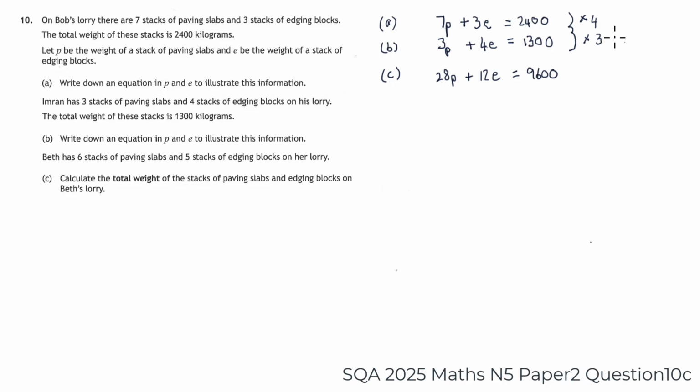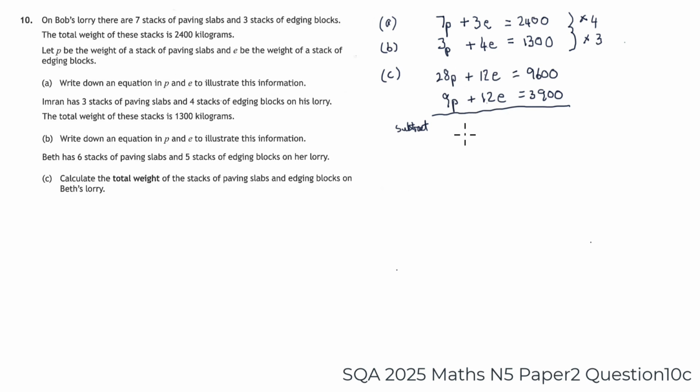And the same for the second equation, but this time multiplying everything by 3. 3 lots of 3P is 9P, and 3 lots of 4E would be 12E. And 3 lots of 1,300 is 3,900. Now, because we have 12E in both of these, and the signs are the same, we would subtract the second equation from the first equation to do the trick. Because this way you'll get rid of E and only have an equation with the letter P in it.